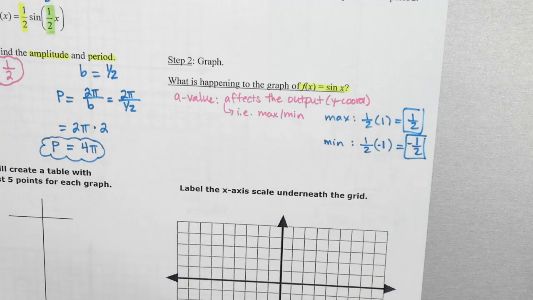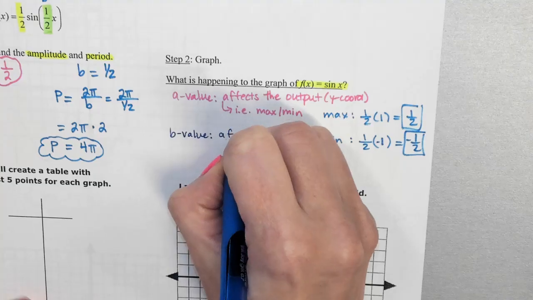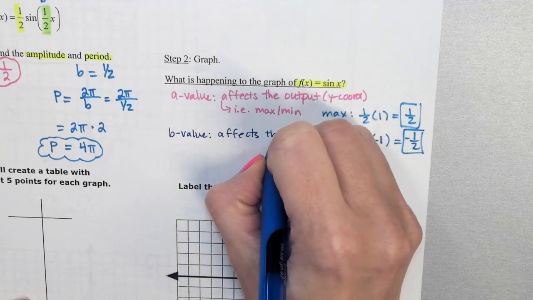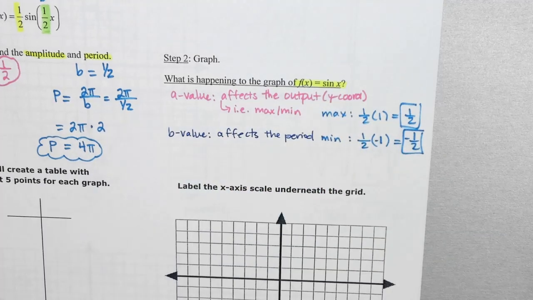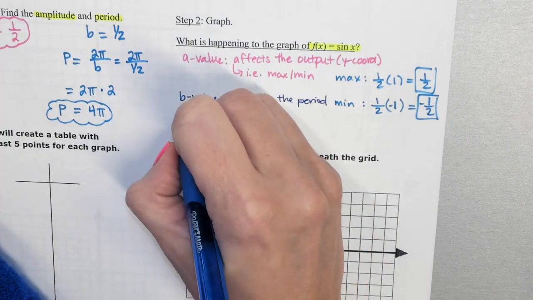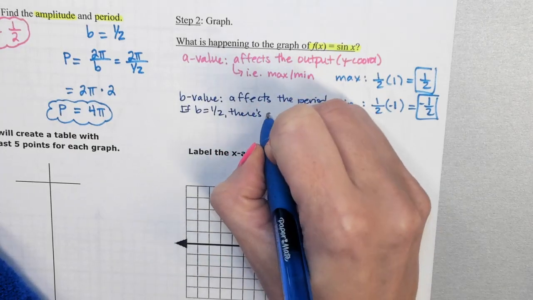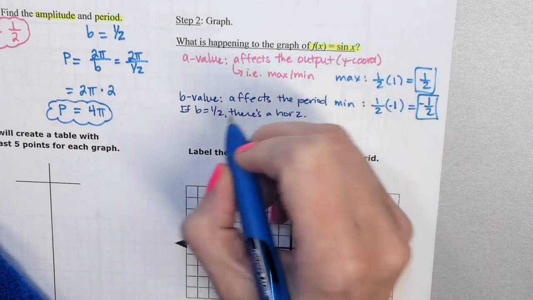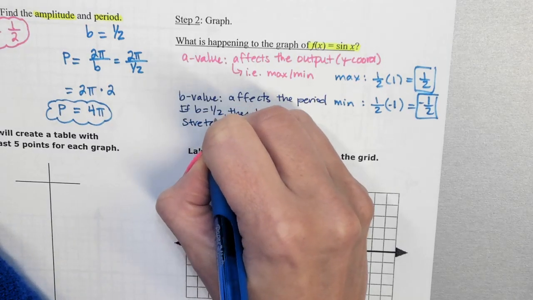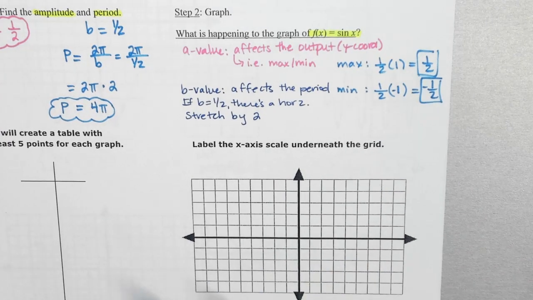All right, and then the B value, okay, that affects the period. Okay, if B is, in this case, 1/2, that means there's a horizontal stretch by 2. So it's the reciprocal of your B value. Okay, so if you have a B value of 1/2, if you flip it over, it's 2.